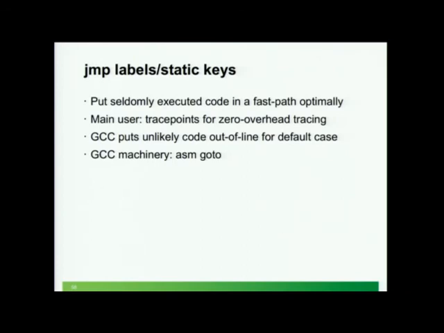There's another technique called jump labels. This is used for tracepoints. So if you do perf tracing and stuff like that, you want to put the tracing code out of line. So normal function, empty space of 5 bytes, then the tracing code.